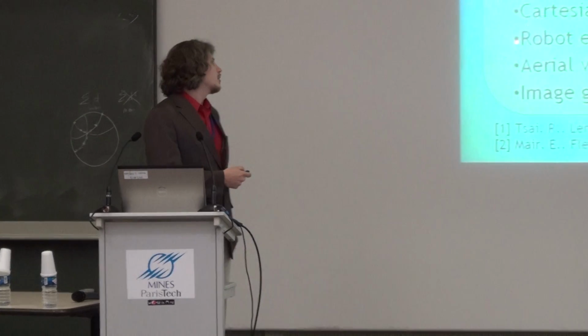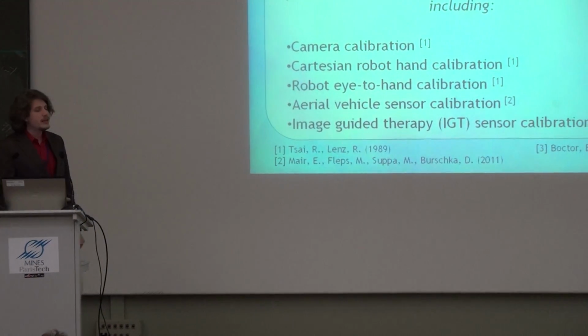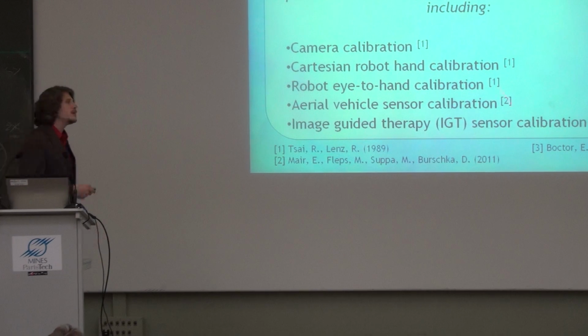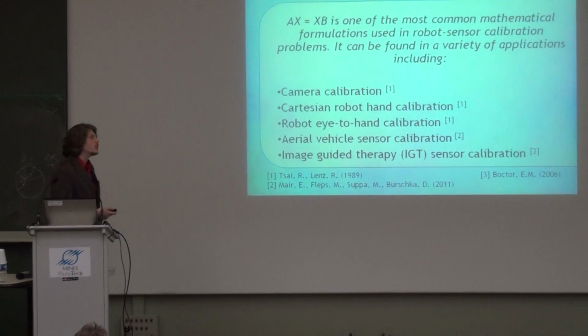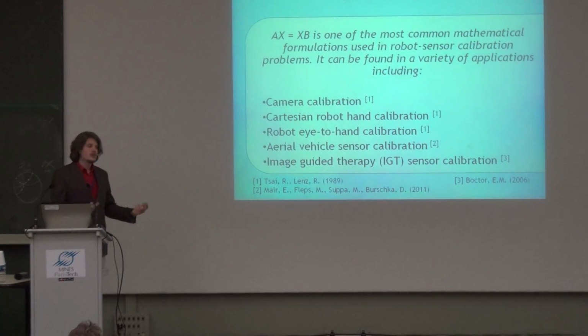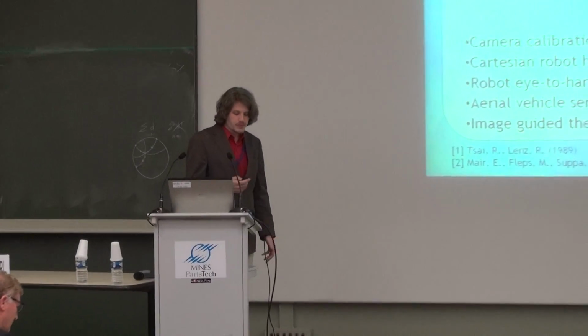So the AX = XB problem is a sensor calibration problem, and it's very common in many robot sensor type schemes. We find it in camera calibration, Cartesian robot calibration, hand-eye, aerial vehicle, in image-guided therapy, many different applications. And here we're dealing with the equation AX equals XB. X is the unknown, the value that we're searching for. A and B are two separate sensor measurements that we are trying to reconcile to get this value of X that is some descriptor of the system that we are working with. And oftentimes, or most of the time, the AX = XB problem is a relative problem, and that's where its strengths lie.